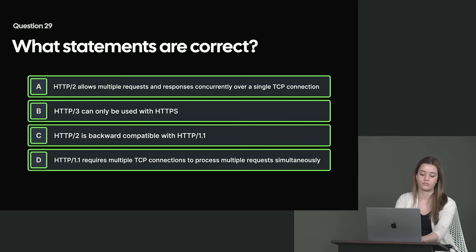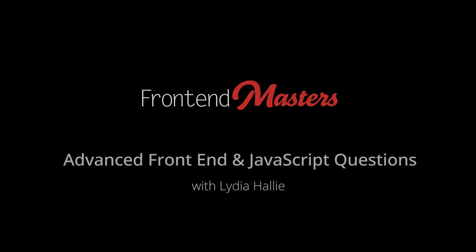And 1.1 required multiple TCP connections to process multiple requests simultaneously. That is true. You cannot send multiple requests at the same time with HTTP 1.1. I think you can with something else, but it wasn't entirely reliable. Not many people did that.